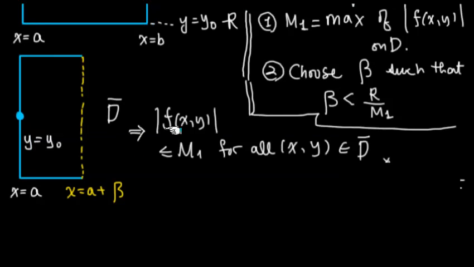Let me say something about the absolute value of f of x, y. Before, M1 was the maximum value over this big plate, but now it's a smaller plate, so M1 is not going to be the maximum value. But certainly it is less than M1, because this is still a subregion of the original box D. So we still have this upper bound.